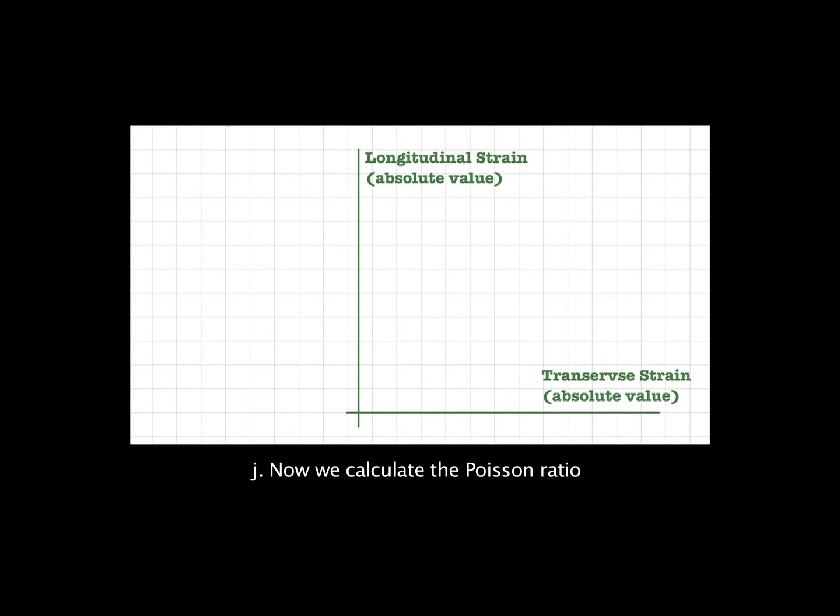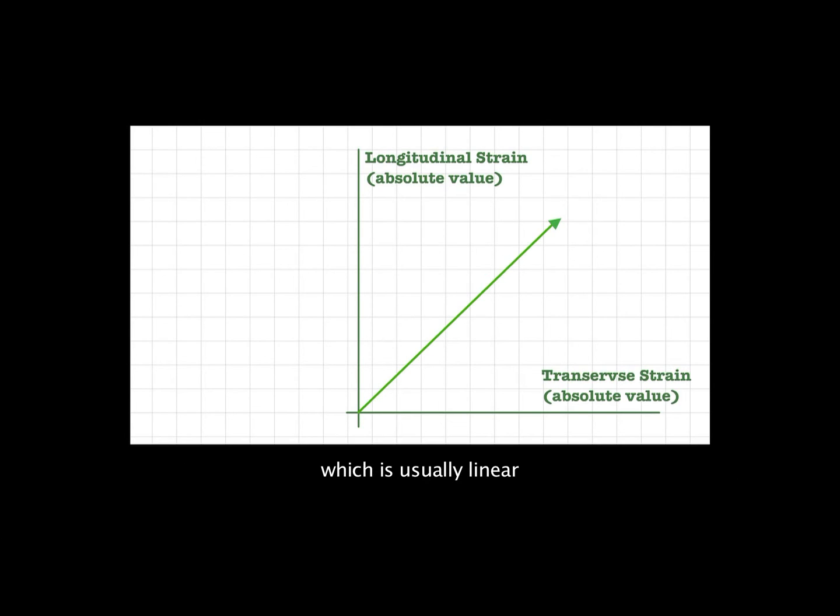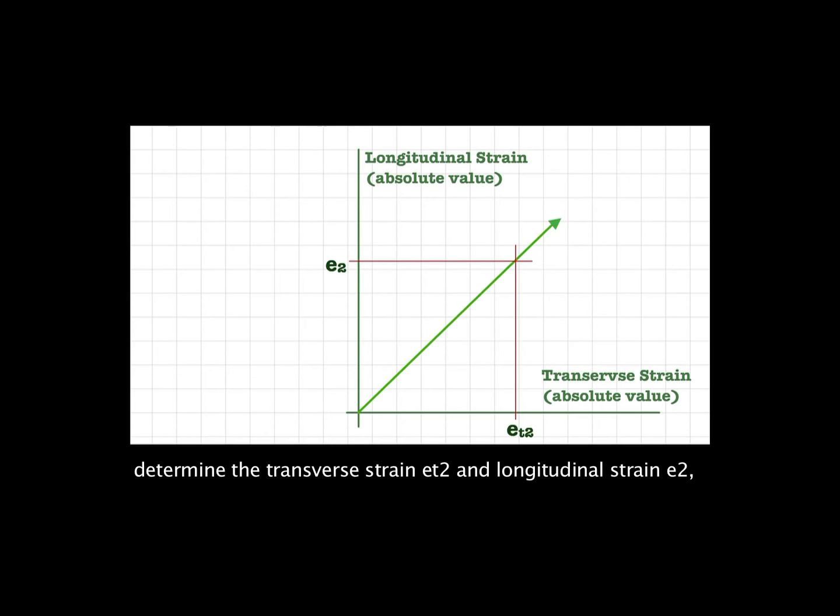J. Now we calculate the Poisson ratio. First, we plot the transverse strain against the longitudinal strain curve, which is usually linear. Second, corresponding to stress S2, determine the transverse strain ET2 and longitudinal strain E2.